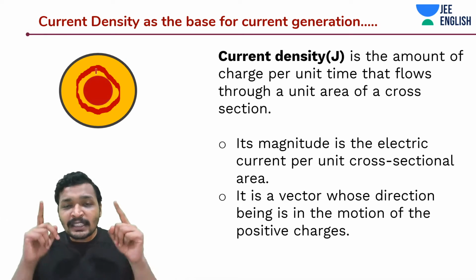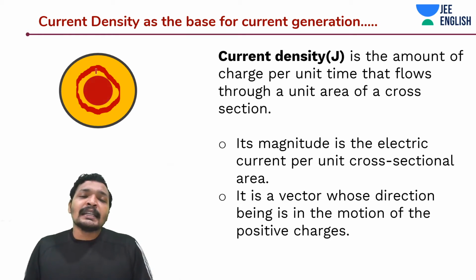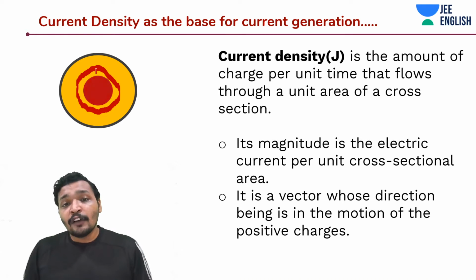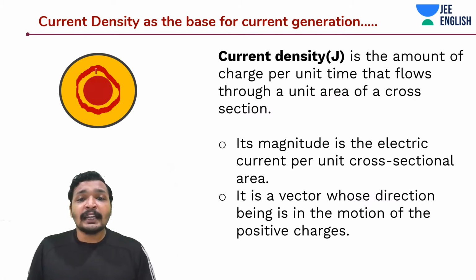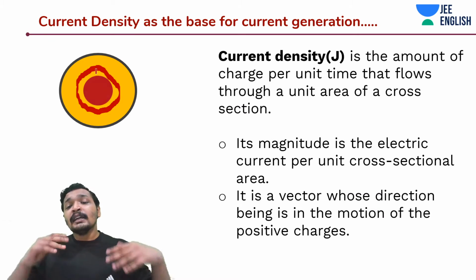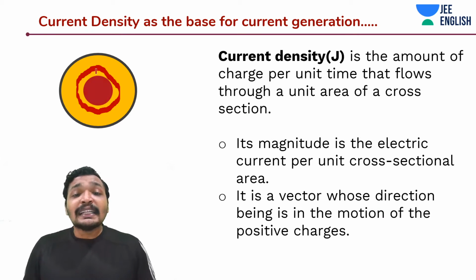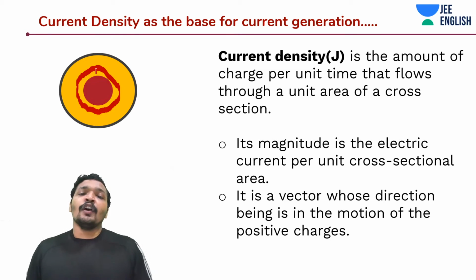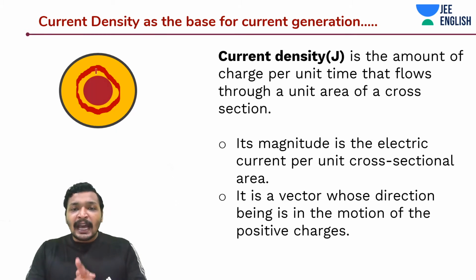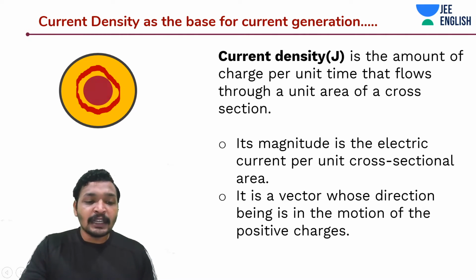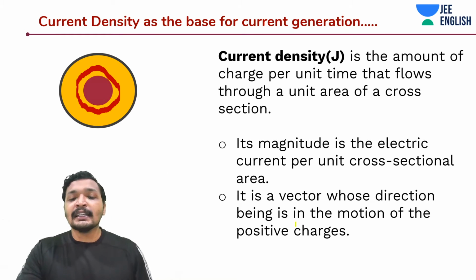Okay. And what is the direction of current density? Direction of flow of current is going to define the direction of current density. Basically, to be more precise, the direction of flow of charges will tell you the direction of current density, guys. It's a vector quantity whose direction is in the motion of positive charges.